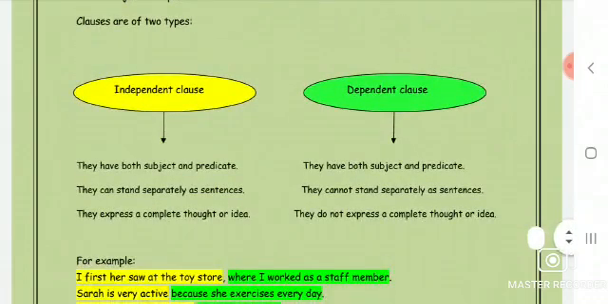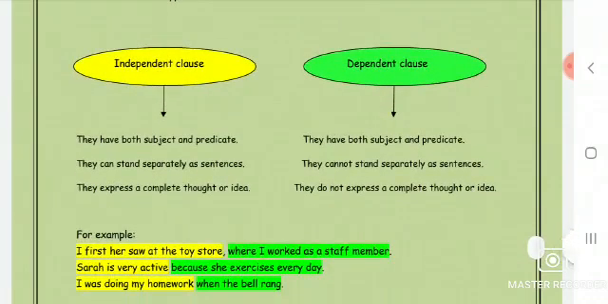Now, there are two types of clauses, independent clause and dependent clause. An independent clause is also called a main clause. It is a group of words that has a subject, predicate, and conveys a complete thought. It is not dependent on another clause to convey the complete message.